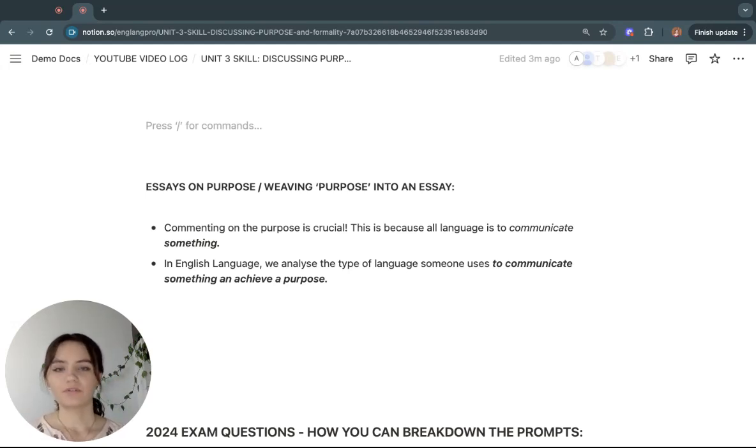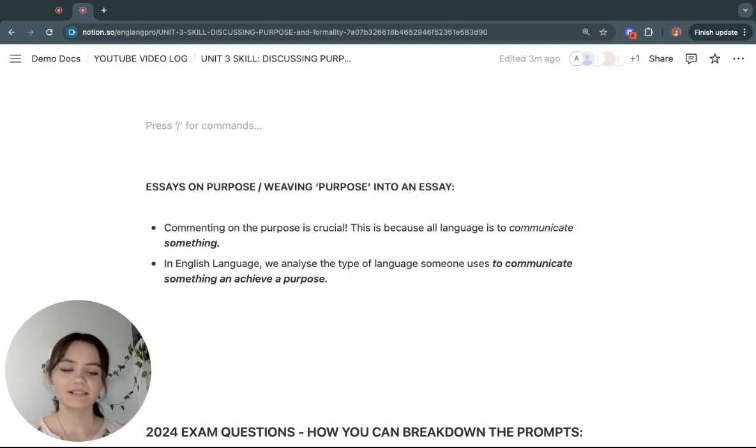Now, of course, for English language, we also have studied this for at least 6 months straight on how we can actually analyze the language to look at, well, why is someone using language in a specific way to achieve a purpose, essentially to kind of get what they want.